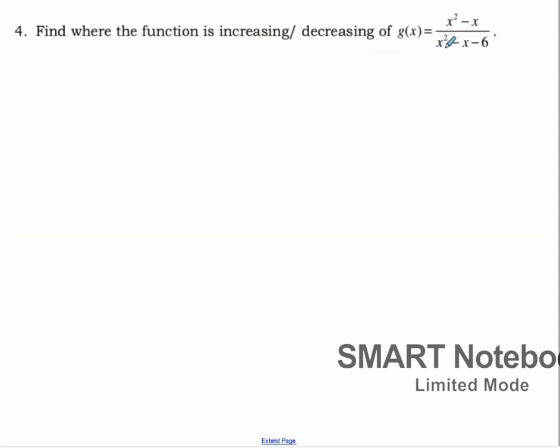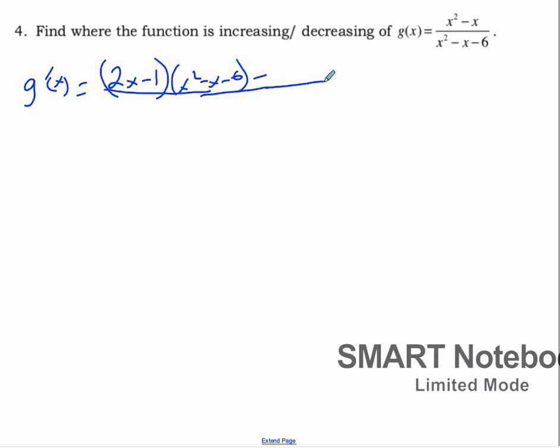Okay, next example, we're going to have to use quotient rule to find the derivative. So this is going to be the derivative of the top, which is 2x minus 1, times the bottom, minus the derivative of the bottom, which is 2x minus 1, times the top, over the denominator squared. Now, before you start multiplying everything out, you're going to get a cubic if you do that, so it's not going to be very easy to work with.